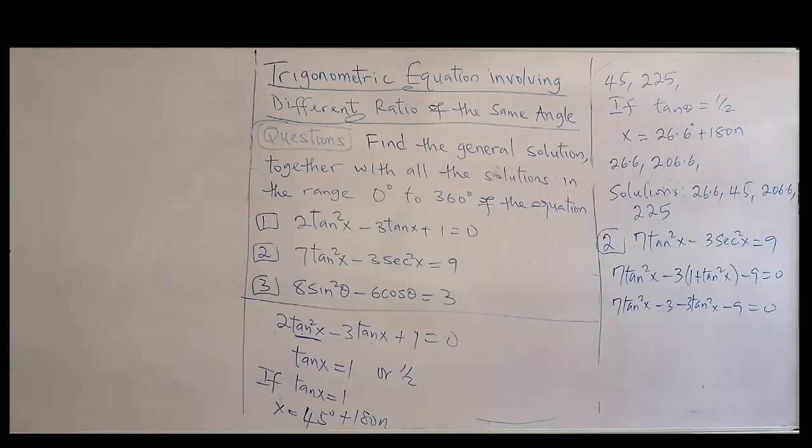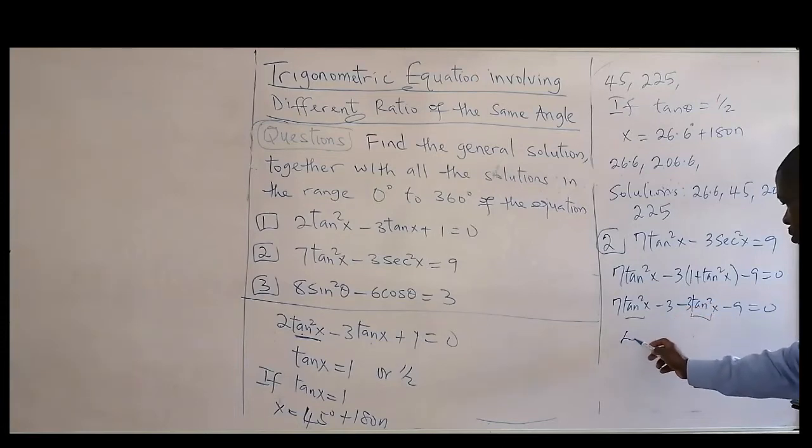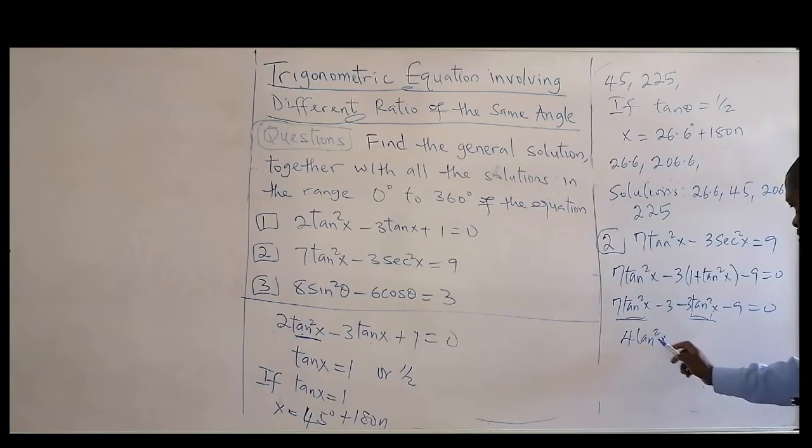Okay, so here we have this one. We have 7 minus 3. This is tan square x also. So 7 minus 3, that's 4. If you combine this one and this one together, you have 4 tan square x. Then minus 3 minus 9, that's minus 12 equal to 0.